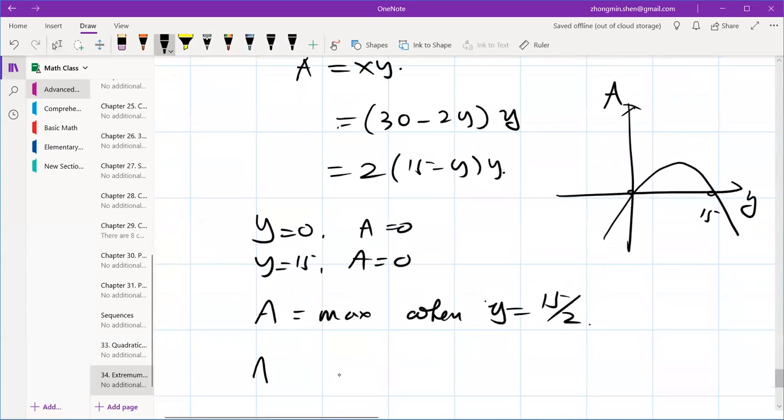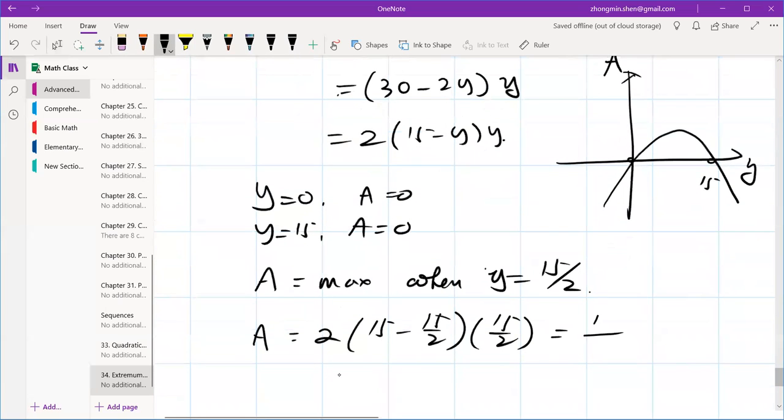So the area is going to be 2 times 15 over 2 times 15 minus 15 over 2. You multiply this out, you get 15 squared divided by 2, okay?